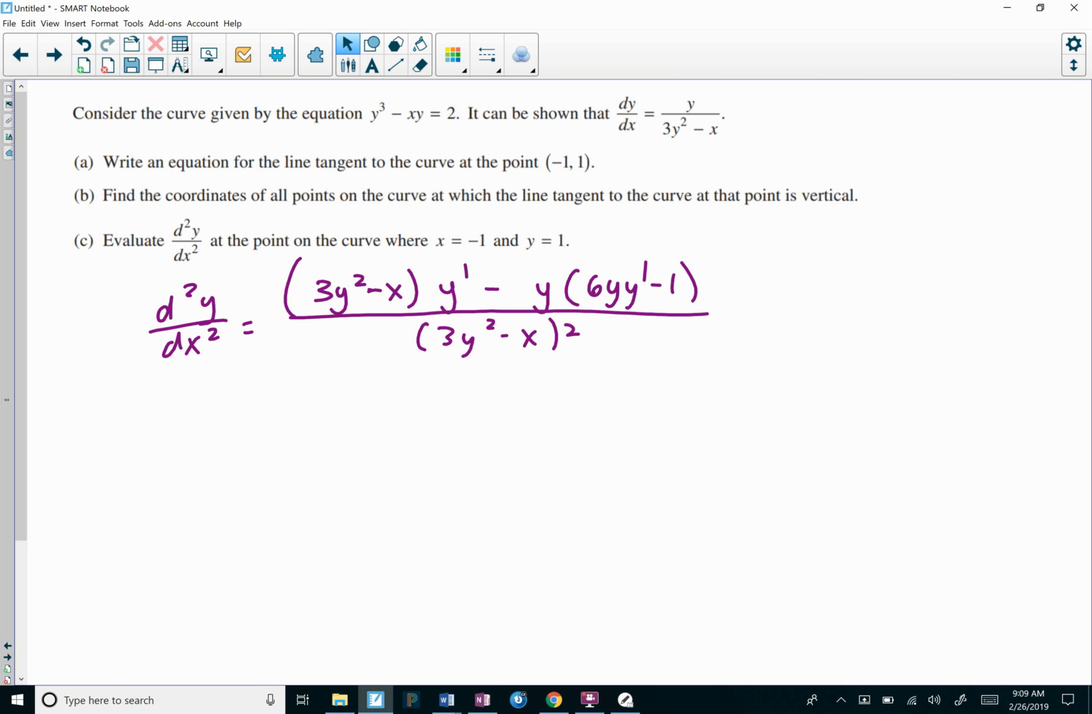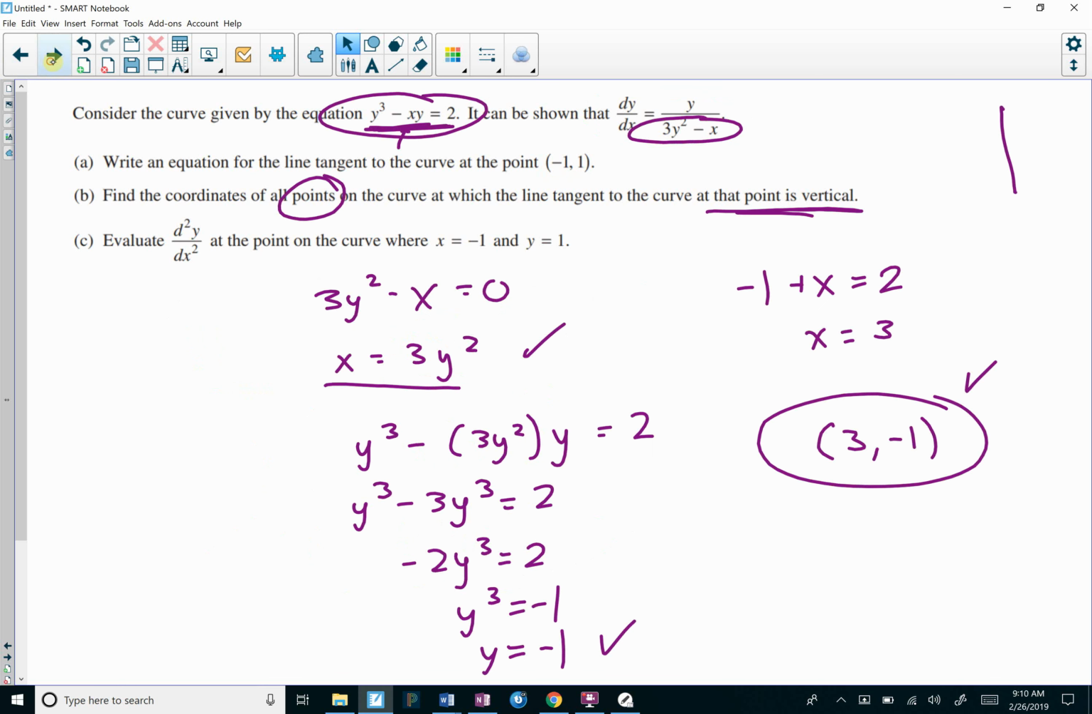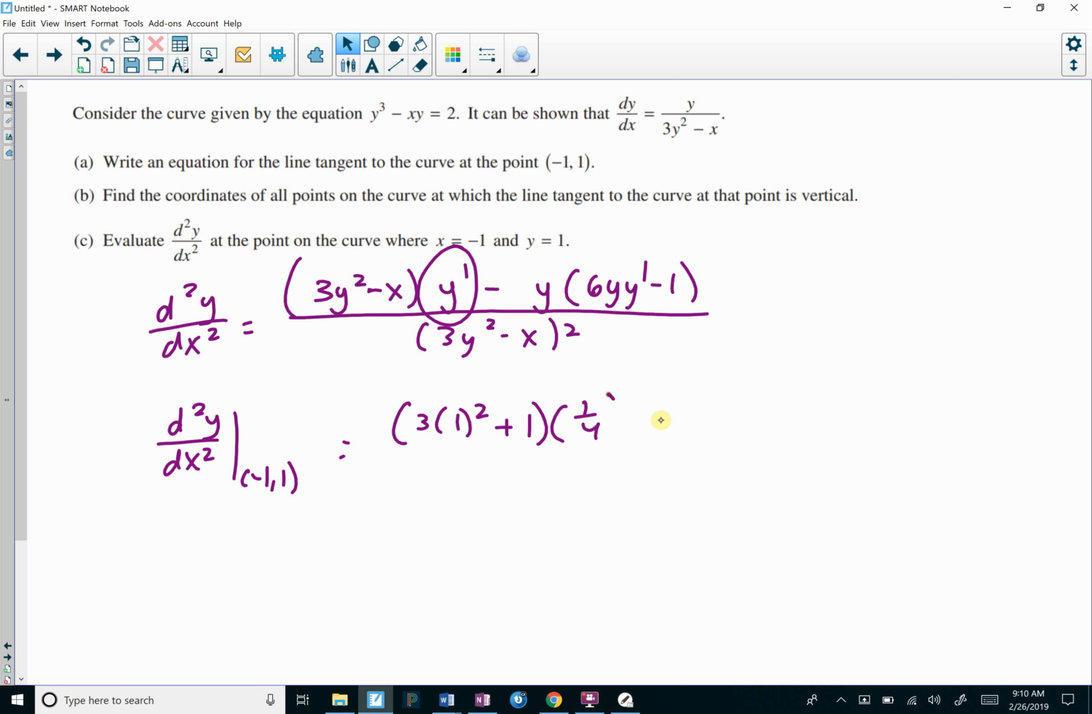Okay, now don't waste your time cleaning this up. We have all this information already. We're going to go ahead and plug in. We're evaluating at the point (-1, 1). So when I plug that in, I get 3 times 1 squared minus negative 1, and that's all times y prime. But remember, in part A, we already found y prime evaluated at that point. So don't waste your time doing it again. That was 1/4. Minus 1 times 6 times 1/4 minus 1, all over 3 plus 1 squared.